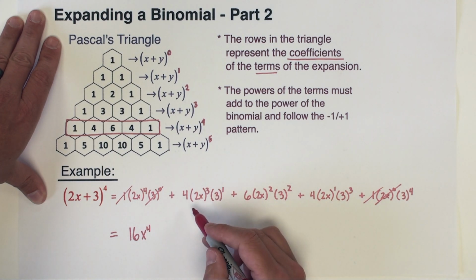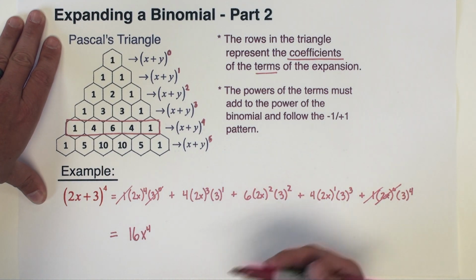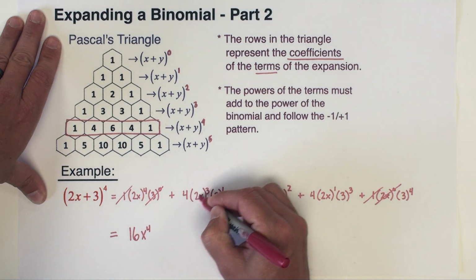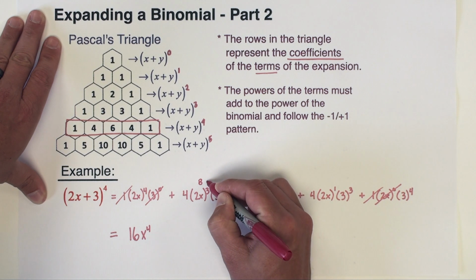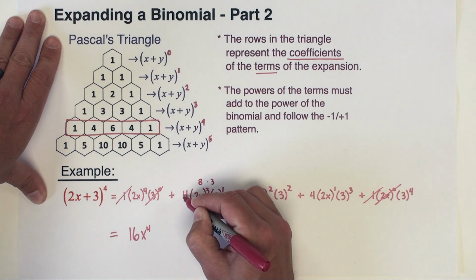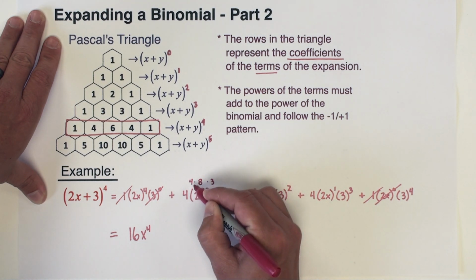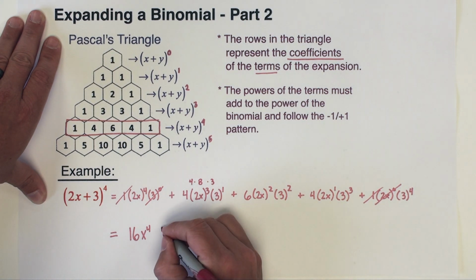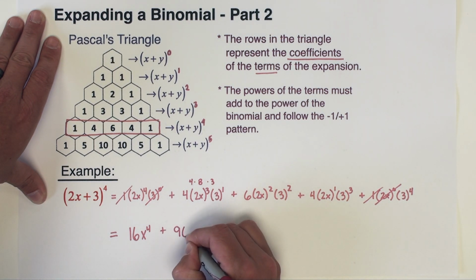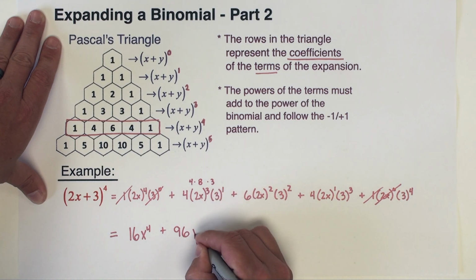Now this next term, I'm going to do a little bit of scratch work or mental math here. 2x cubed, so 2 to the third power is 8. And 3 to the first power is 3. And I've got the 4 there, so I need to multiply 4 times 8 times 3. And 4 times 8 times 3 is 96. The x was cubed.